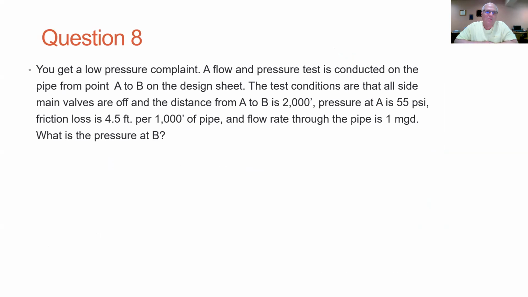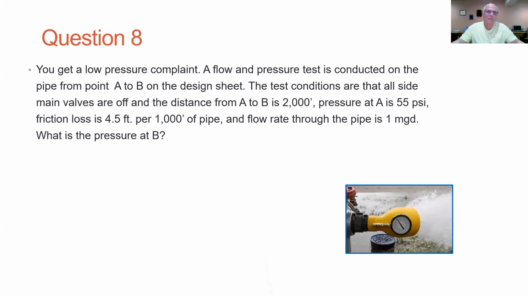All the side main valves are off, and the distance from point A to point B on the map is 2,000 feet. The pressure at point A is 55 psi. The friction loss at that flow rate is 4.5 feet for every 1,000 feet of pipe. If the flow rate going through that pipe is 1 mgd, what's the pressure at B? So this is going to be a situation where you got to figure out the difference in pressure loss from elevation and the difference in pressure loss from friction loss.